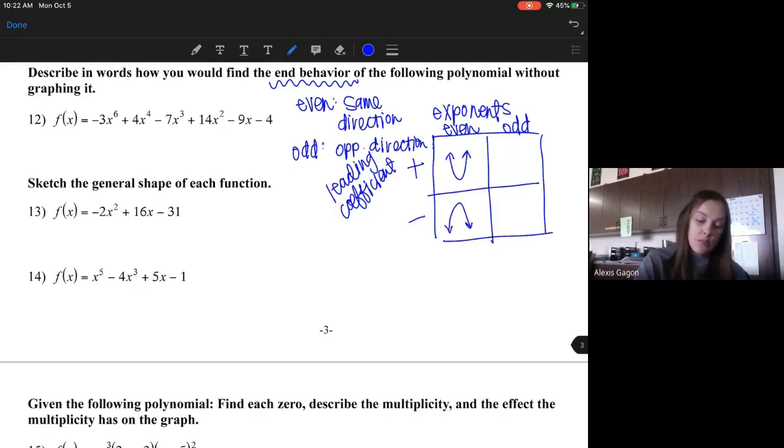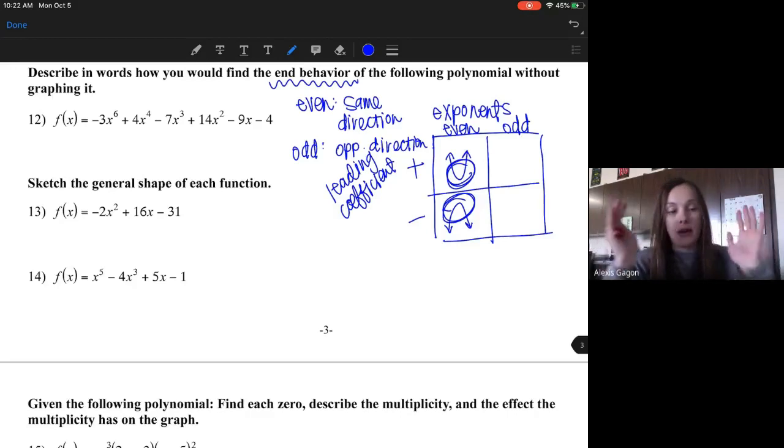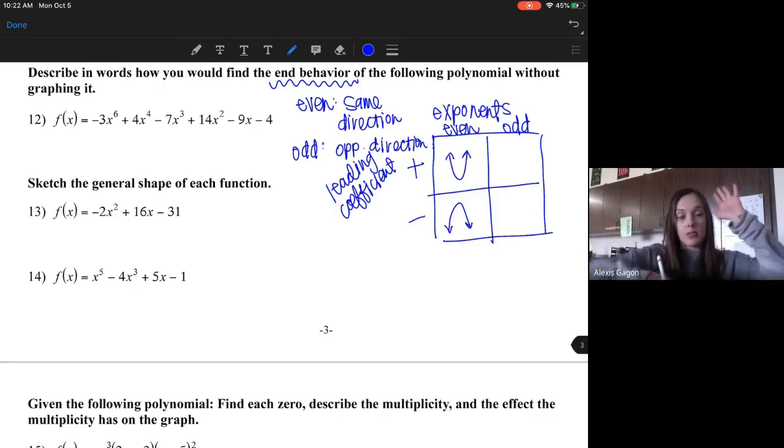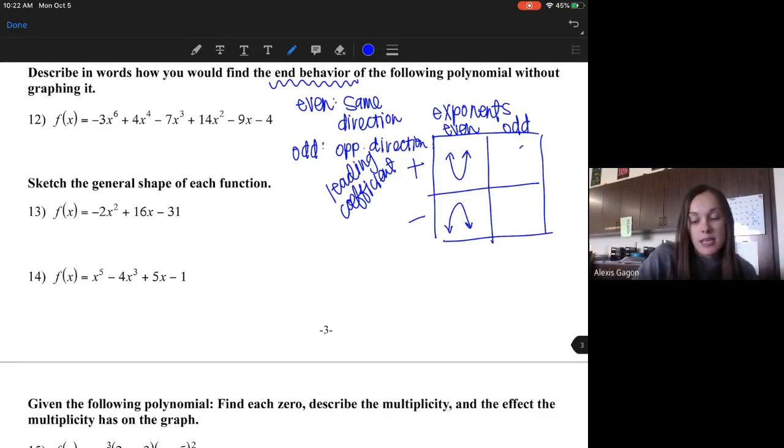And there could be some weird stuff happening in the middle of these, but I don't really care about it. Okay, I only care about if they're both going up or they're both going down. Now, odd means they're opposite. So like one's up, one's down. If it's odd and positive, that means it ends positive and it's going to start the other way, so it's going to start negative. If it's odd and negative, it ends negative, which means it's going to start positive.